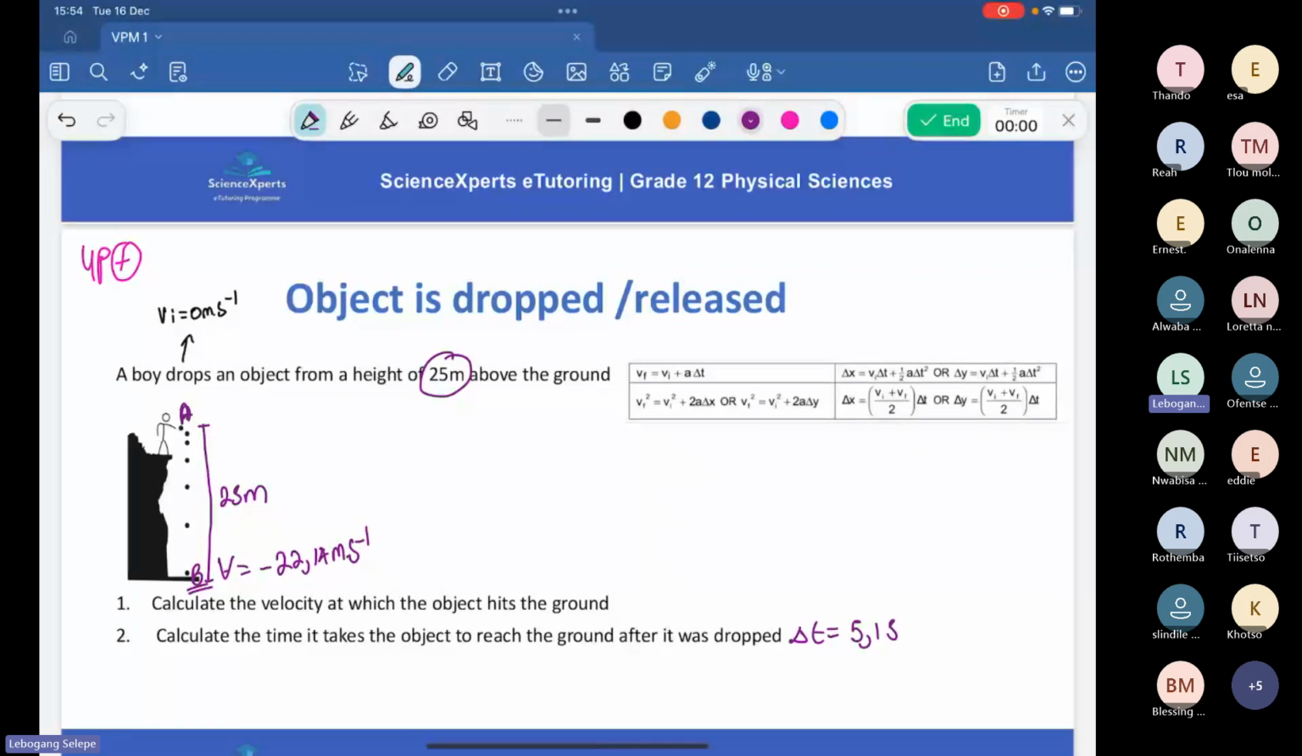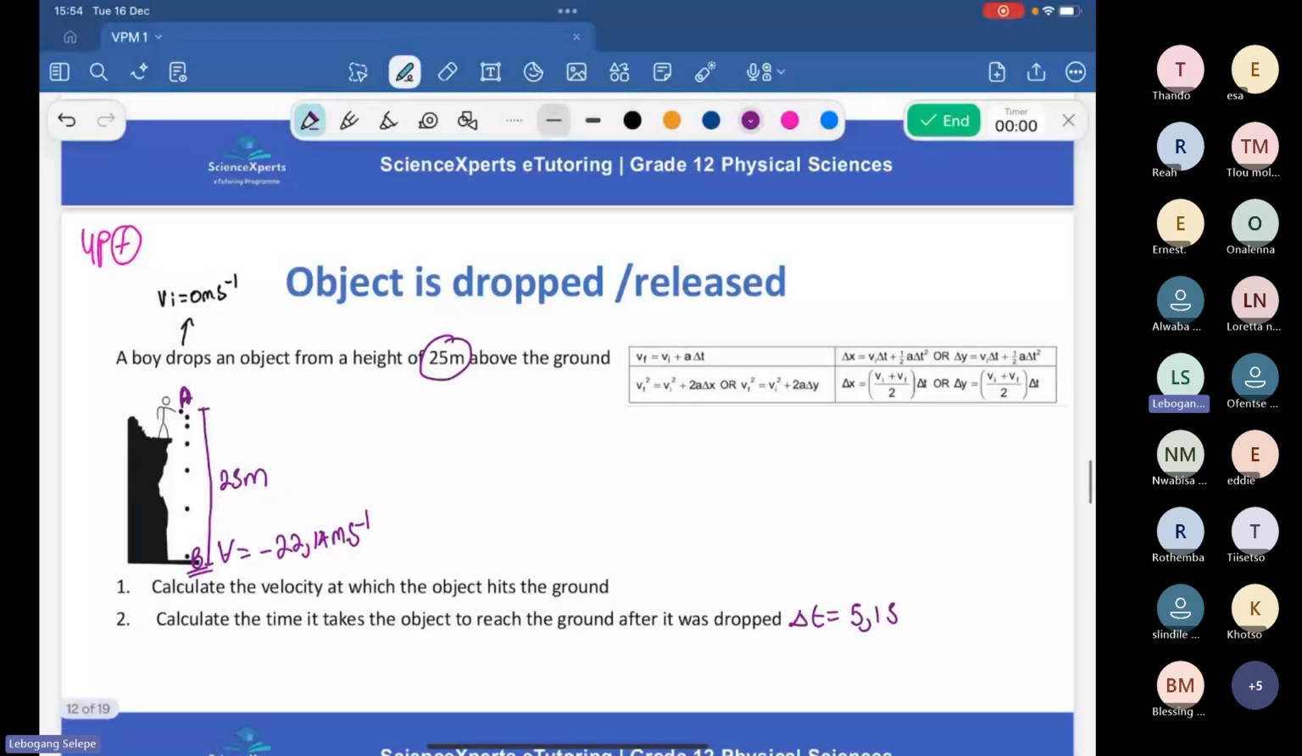Obviously we only have 2 points here, A and B. So we are using the points A and B. My V initial is still 0 meters per second. My V final I have is negative 22,14 meters per second. I also have the change in y is negative 25, and the acceleration is negative 9,8. I'm looking for the change in time.